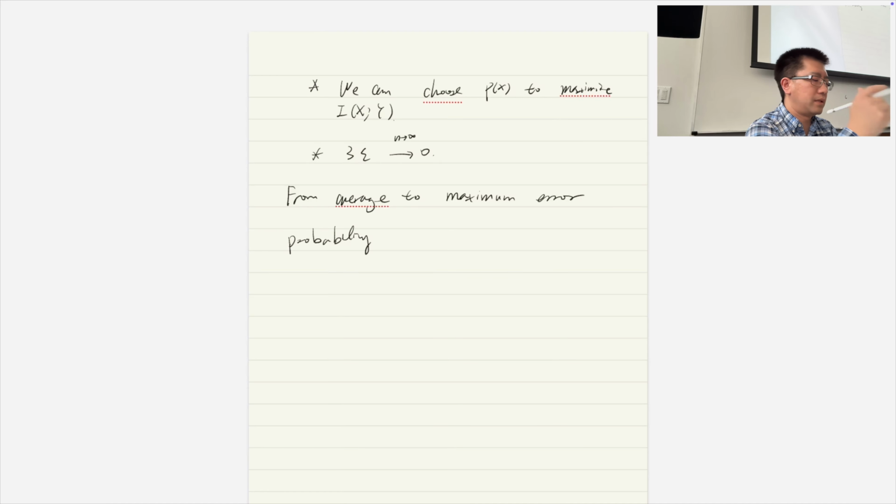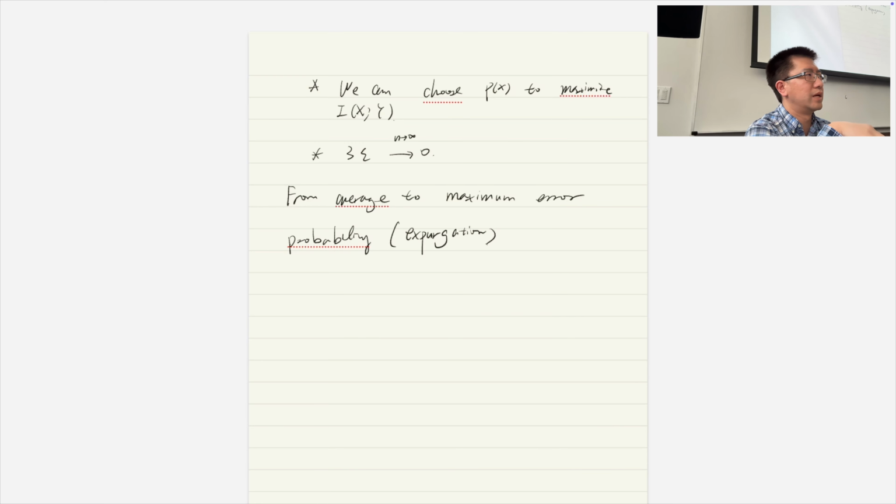Okay, so this can be done as follows. It's called expurgation. What's the meaning of expurgation? Delete or erase it. Very good. Yes, basically it means we cut something off, erase something.